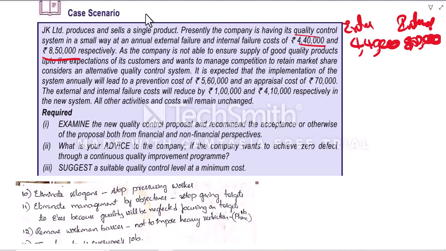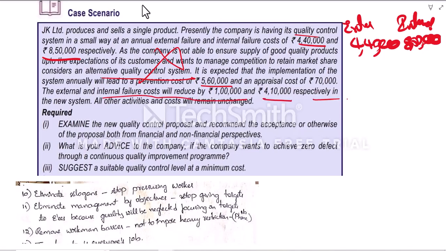Now, as the company is not able to ensure supply of good quality products up to the expectations of the customers and wants to manage competition to retain market share, it considers an alternative quality control system. So they want to follow another control system to retain the market share. It is expected that implementation of the system annually will lead to prevention cost of 5,60,000 and appraisal cost of 70,000. External and internal failure cost will reduce by 1 lakh and 4 lakh 10,000.